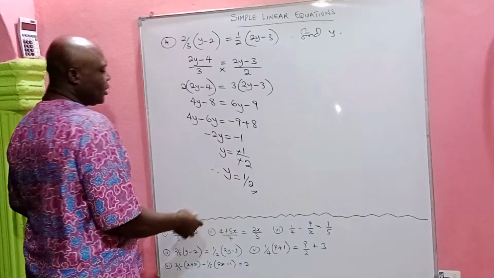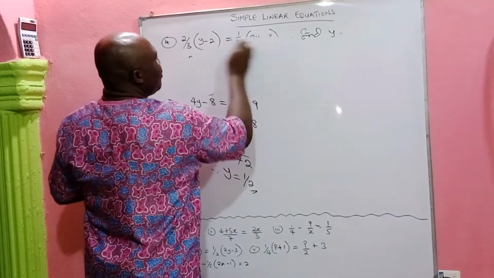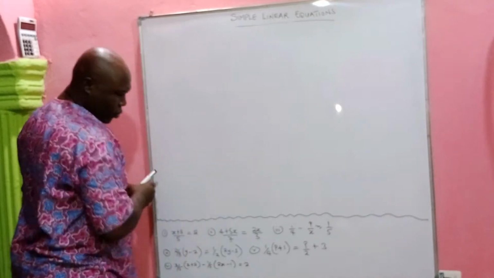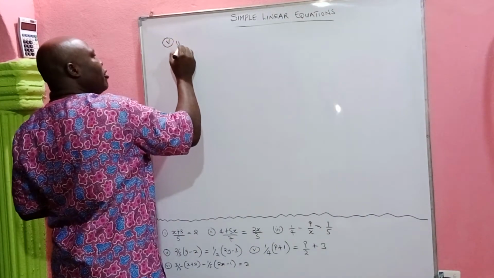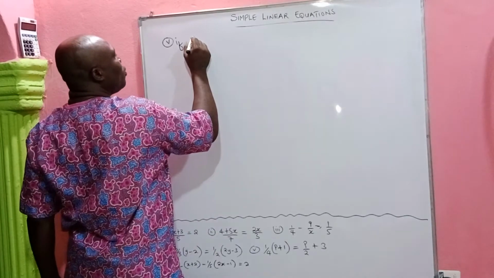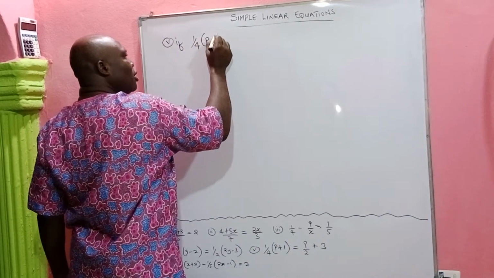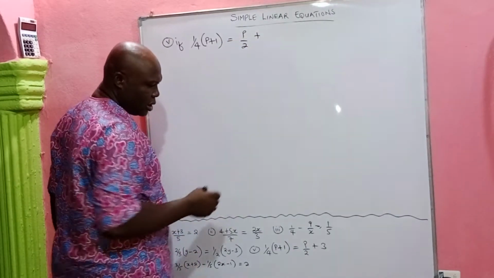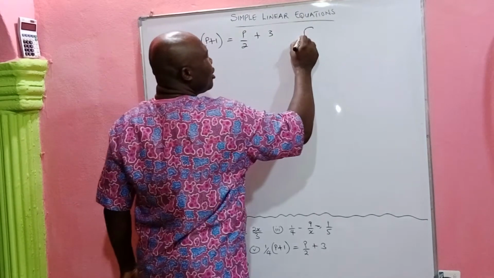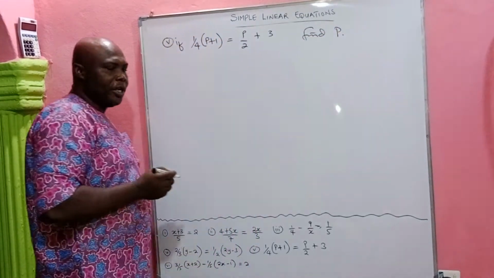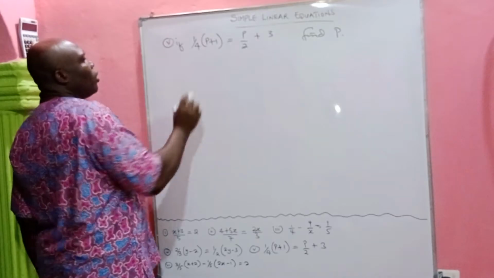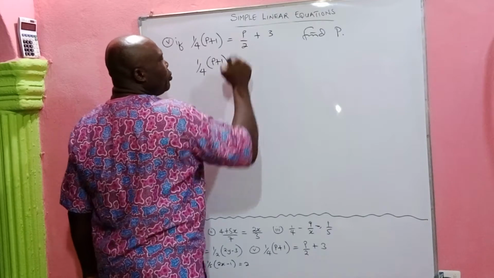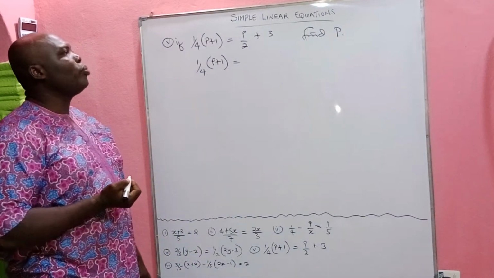All right, so let's take the next one, number 5. Let's try number 5. In our number 5, we were given that 1 all over 4 of p plus 1 equals p all over 2 plus 3. So you should find the value of the unknown, which is p. All right, so we'll simply bring out this. So we have 1 over 4 of p plus 1 is equals to p over 2 plus 3.